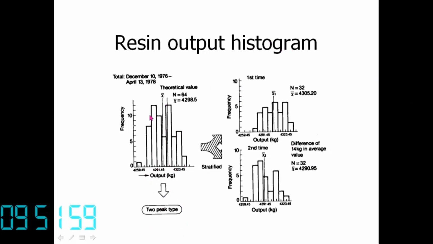Of course there was a division into 2, and each part is separately processed. So they divided into 2 batches, separately plotted, and you get 2 different histograms. Ideally, both should match, but there's a difference of 14 kg in average value. The histograms are not matched.